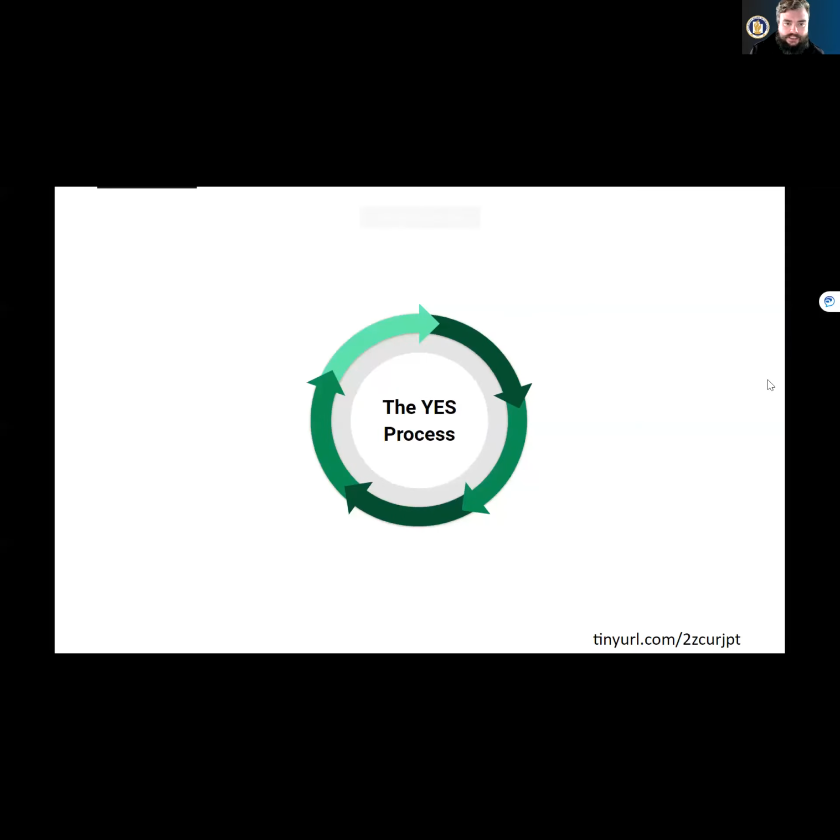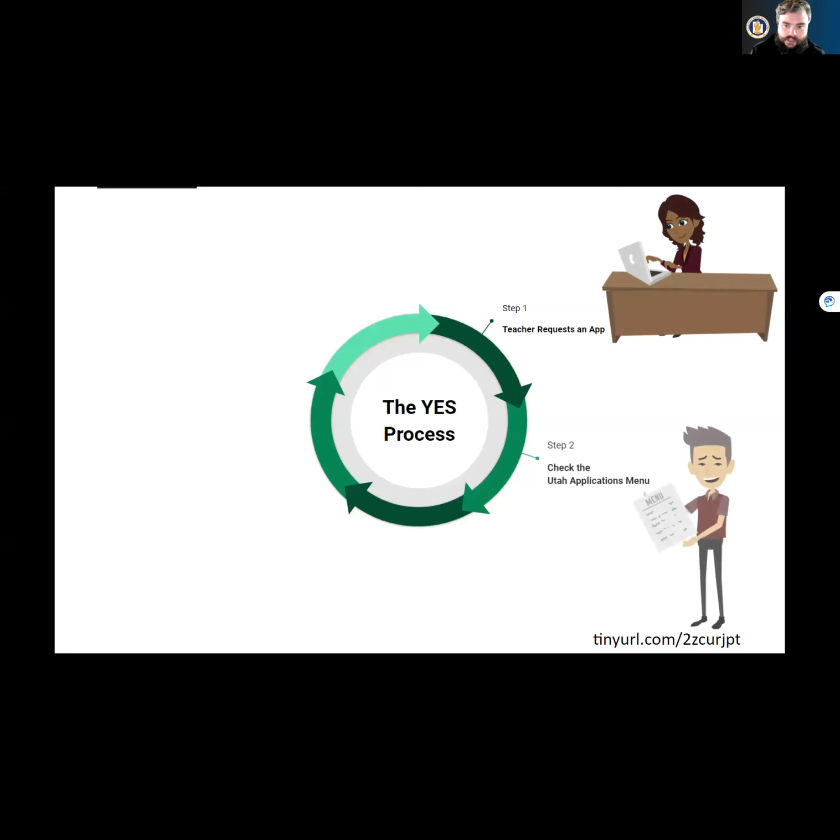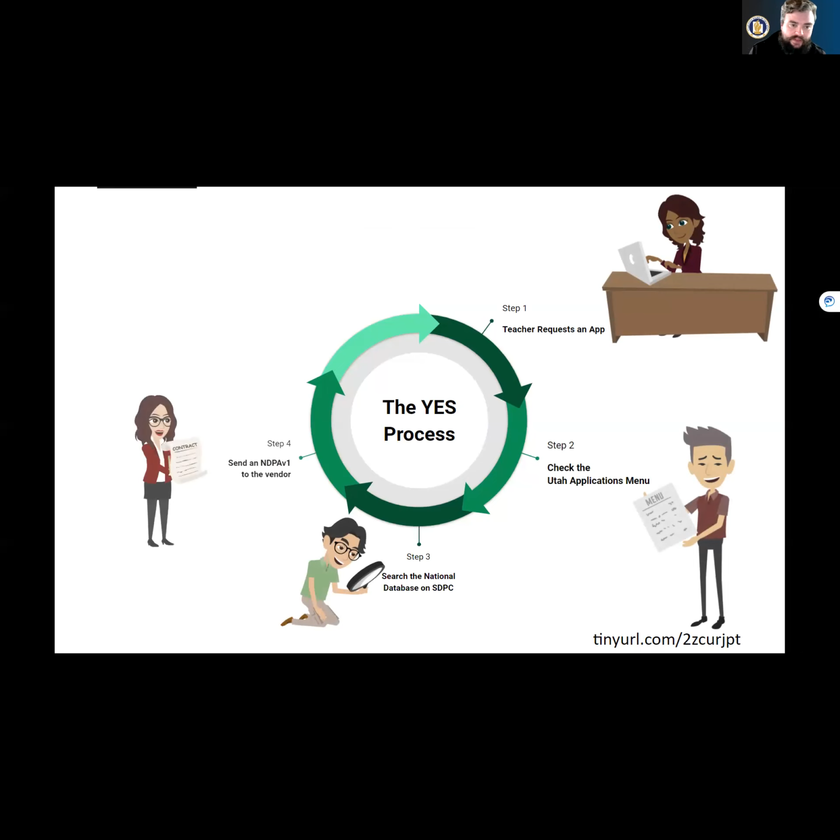So what I want to really kind of hone in on is you have teachers that want to request applications to use, and we want to get to a yes. How do we get to a yes? Well, this is how we get to a yes. We're going to talk about the Utah applications menu. What happens if it's not on the menu? And then these 5 steps, along with this mysterious 6th step that we'll talk about.